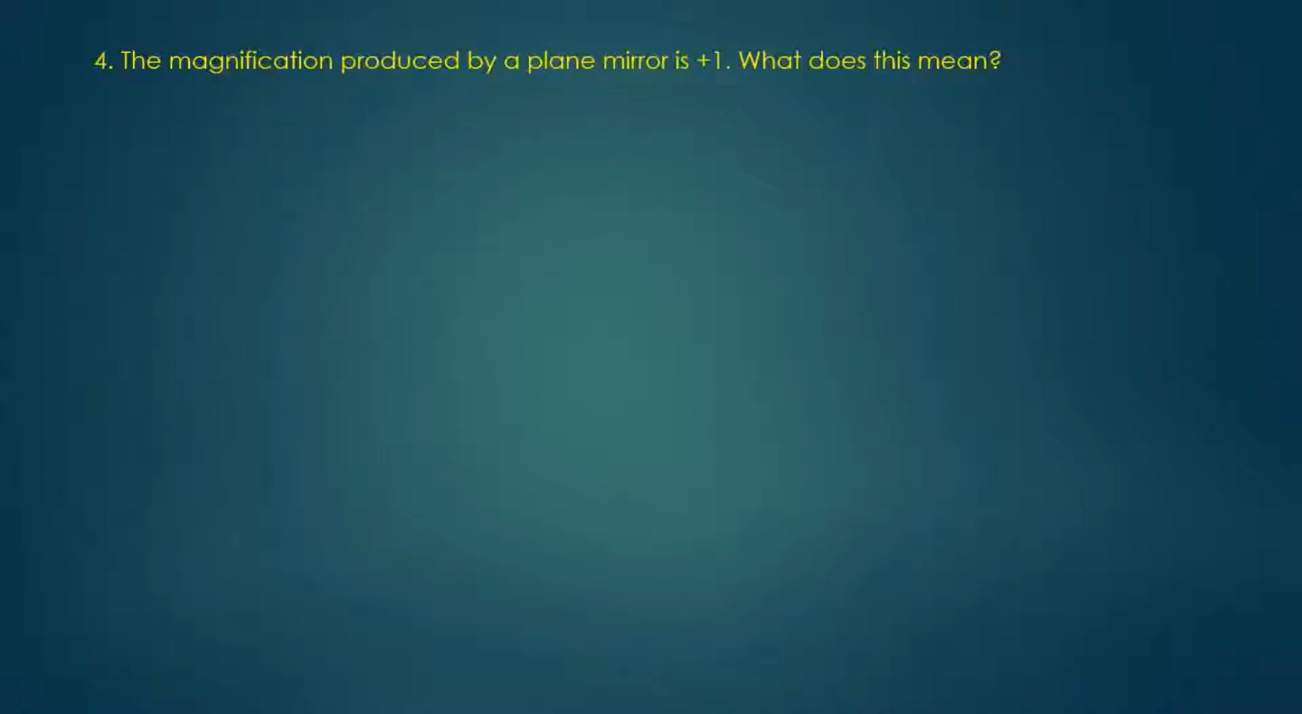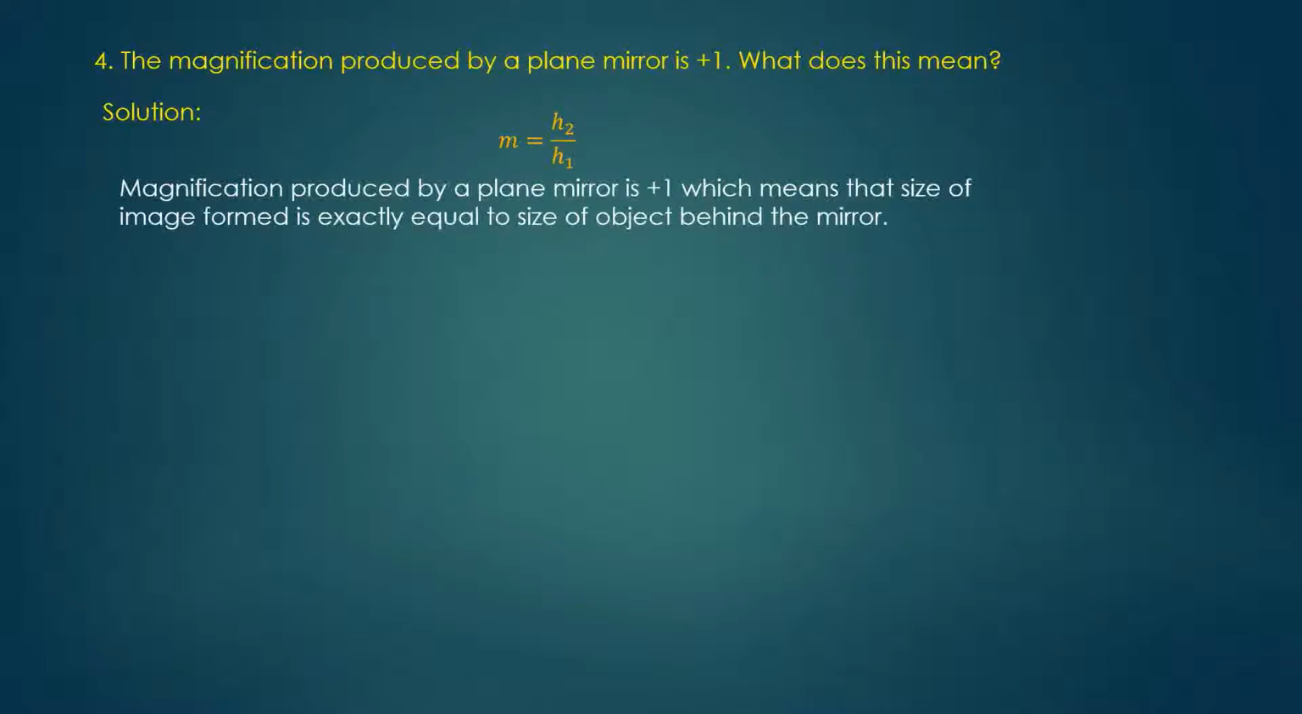Next question is, the magnification produced by a plane mirror is +1. What does this mean? So we know that magnification is equal to size of image to the size of object. So +1 indicates that M is equal to 1. And we know that M equal to H2 upon H1. This implies H2 upon H1 equal to 1. That is H2 equal to H1. It means size of image is equal to size of object.